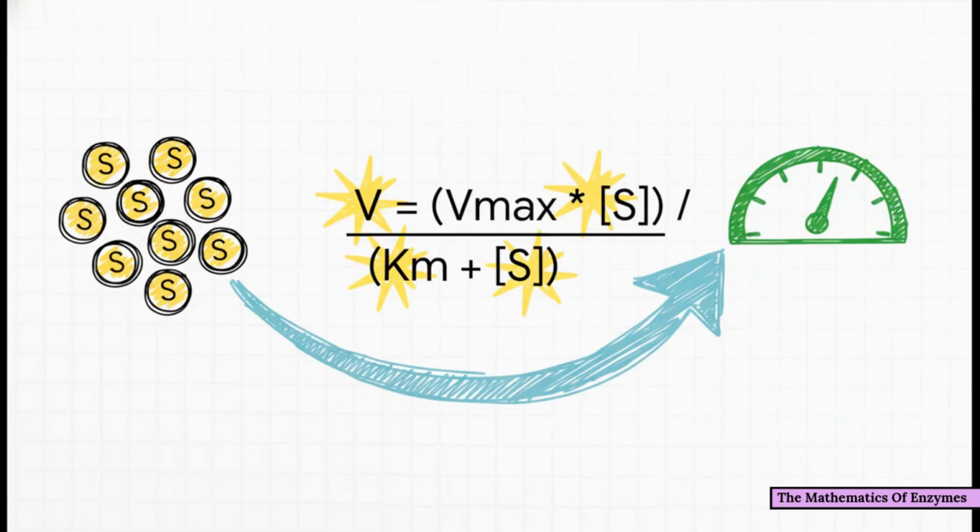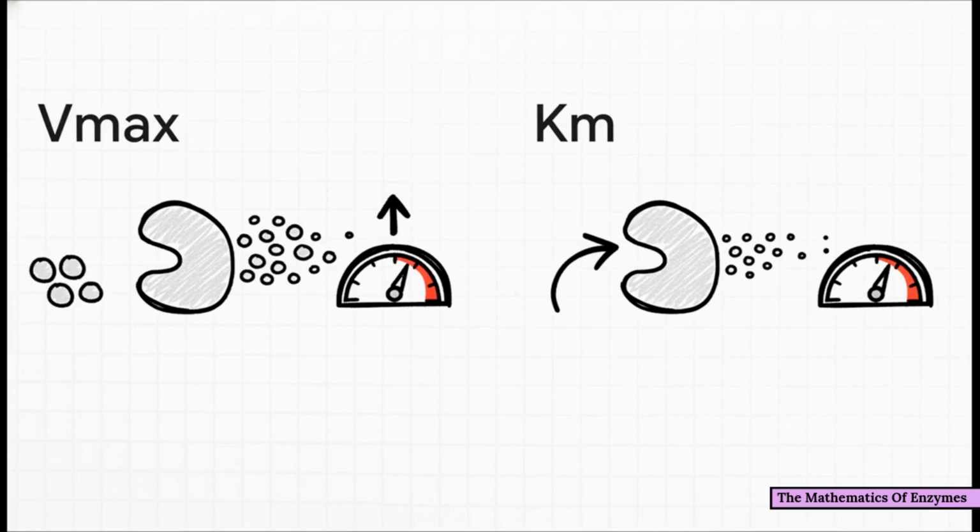And this is the hero of our story, the Michaelis-Menten equation. It's just a brilliant little formula that connects the initial speed of the reaction, which we call V, to the concentration of the substrate. That's what the brackets around the S mean. And it does this using two very special constants that are unique to every single enzyme. So what are those two constants?